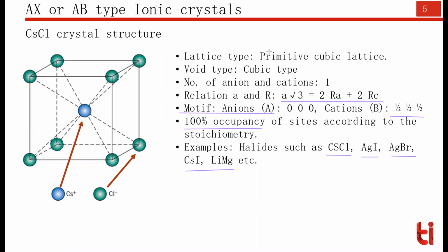Okay, whenever you want to find the relation between a and R, remember you should look in the direction which has the highest density of atoms. So if you look into this particular unit cell, you can easily tell that your highest density is along the body diagonal. So what is the length of the body diagonal? The length of the body diagonal is root 3a. Do you remember that? Length of the body diagonal is root 3a.